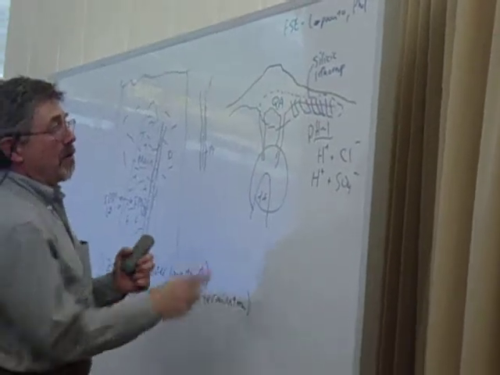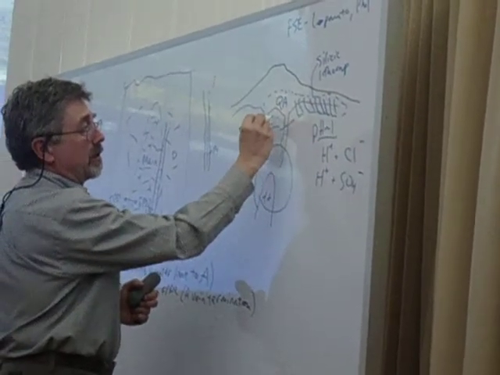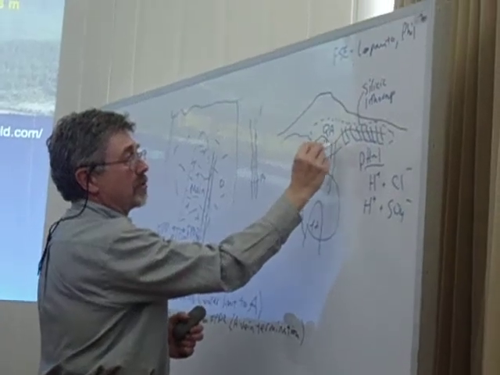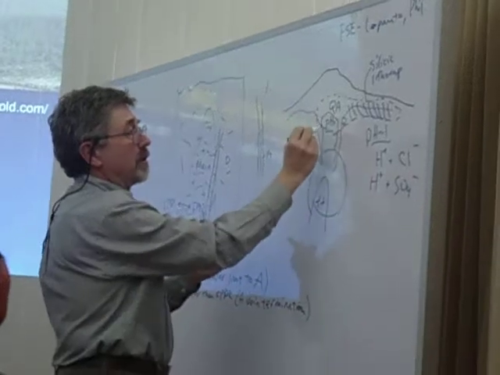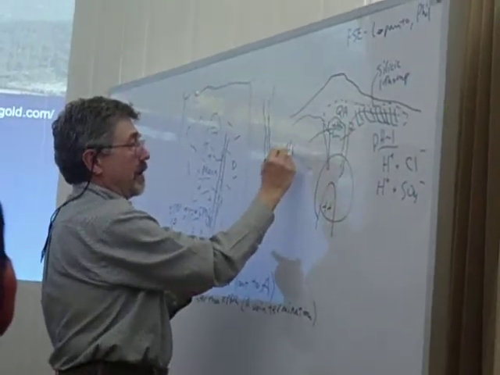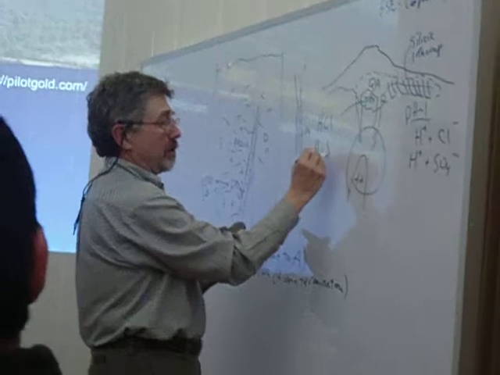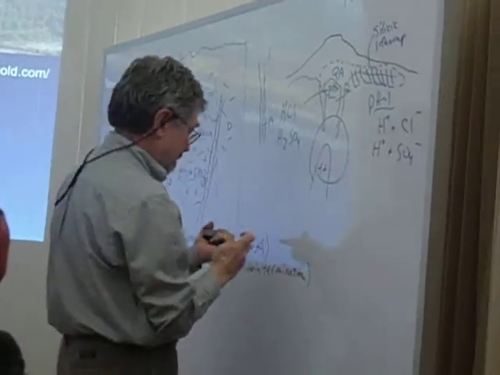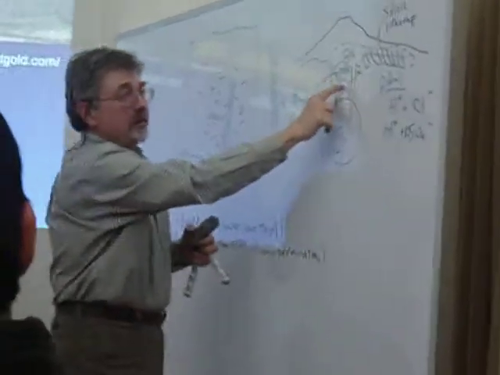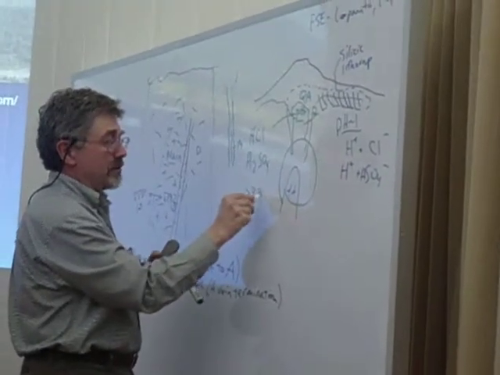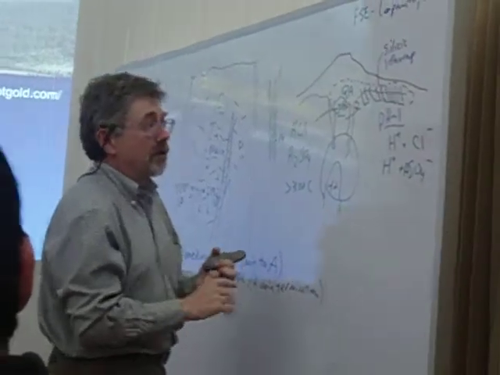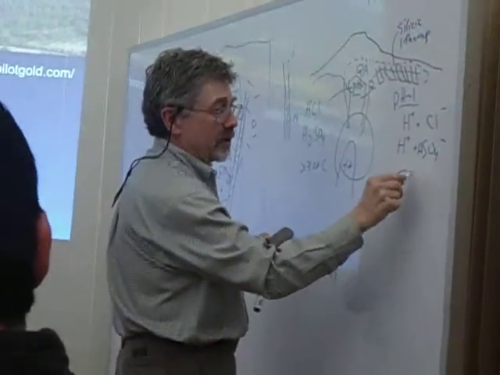Whereas over here, pH is greater than 2, because over here we have HCl. Here, the temperature is higher. This might be greater than 300 degrees, whereas this is less than 250 degrees.